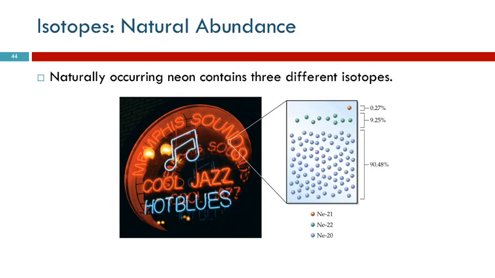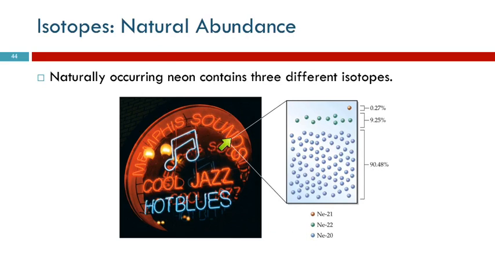So let's look at an example. This is neon. This is a neon sign, and that distinctive orange color actually comes from the element neon. That's why it's a neon sign, because it's element neon. So neon has 3 different isotopes: neon 21, neon 22, and neon 20.